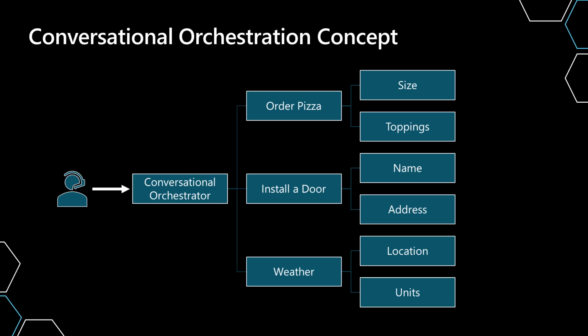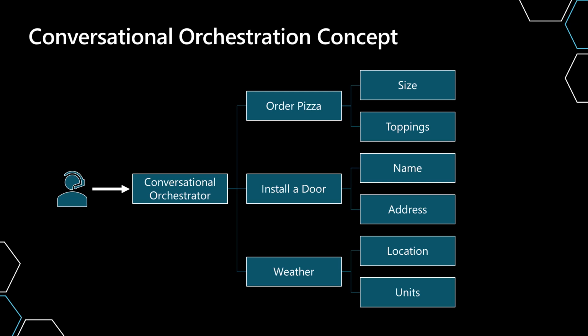But orchestration is specifically where I'm able to determine, when you say that you want something, are you saying that you want to order pizza? Are you saying you want to install a door? Maybe you want to check the weather. I'm not really sure what you're asking for. But being able to determine that and route the conversation to the correct path is the concept of conversational orchestration.